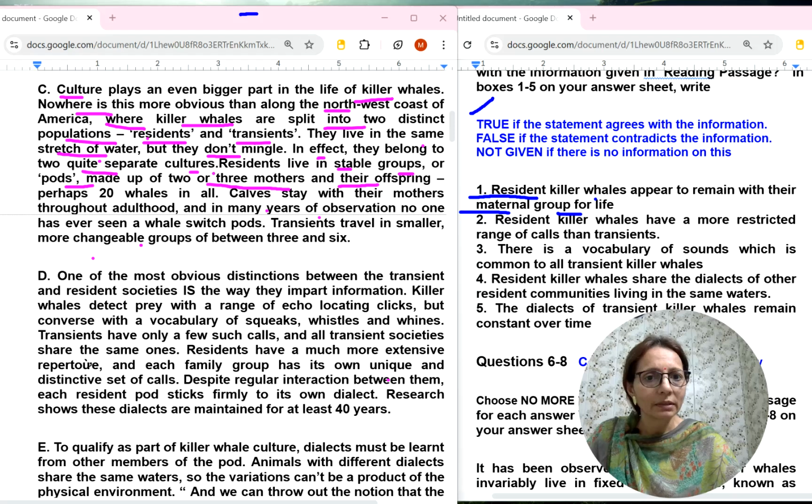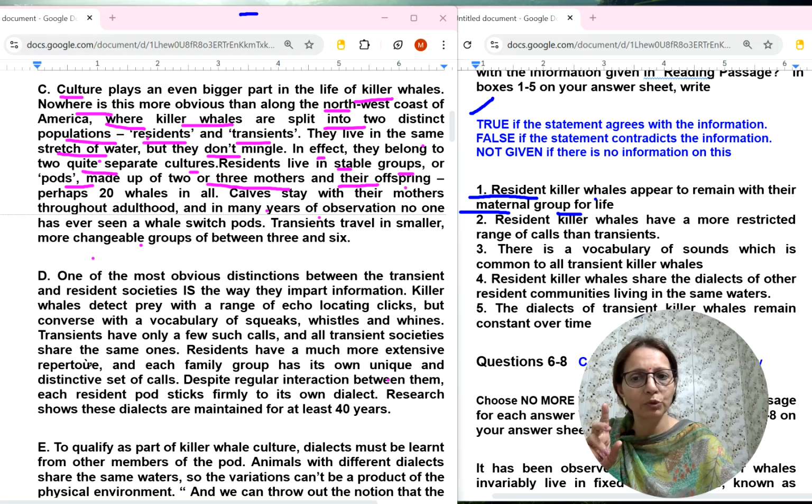Here they were asking, resident killer whales appear to remain with their maternal group for life. So it means the same thing is given in resident killer whales. Instead of maternal group, they have said pods made up of 2 or 3 mothers and their offspring, perhaps 20 whales in all. So it means calves stay with their mothers throughout adult life.